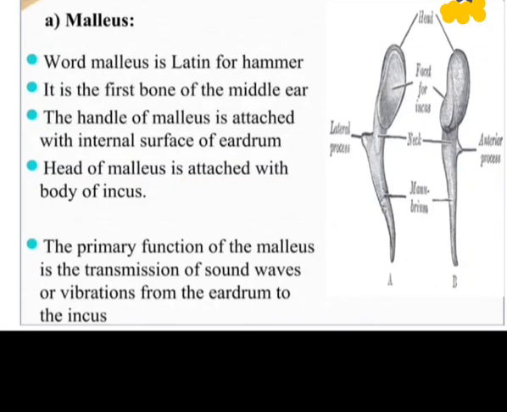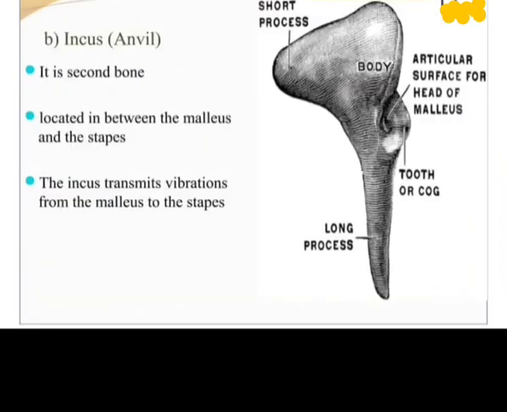So what is the malleus? It is also known as the hammer. Okay, and it is the first bone of the middle ear. The handle of the malleus is attached to the internal surface of the eardrum. The head of the malleus is attached to the body of the incus. And what is the primary function of the malleus? That is transmission of sound waves or vibrations from the eardrum to the incus.